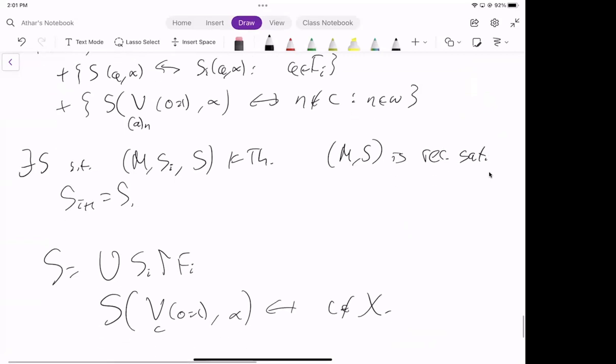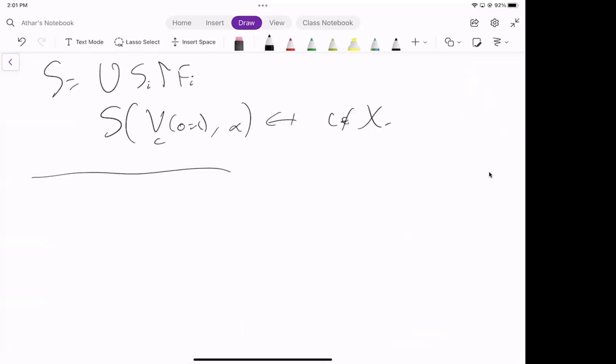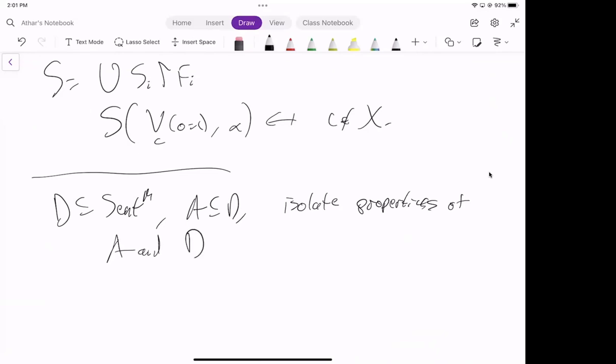In our work, we do ask this question more generally. So given D a set of sentences and A a subset of D, what properties of A and D can we isolate that will allow us to do essentially this argument in more generality, giving the same argument in more generality? Okay, so I'll save that a little bit.